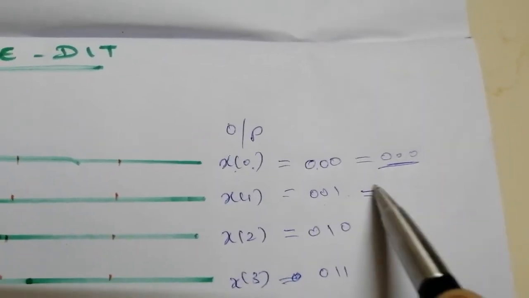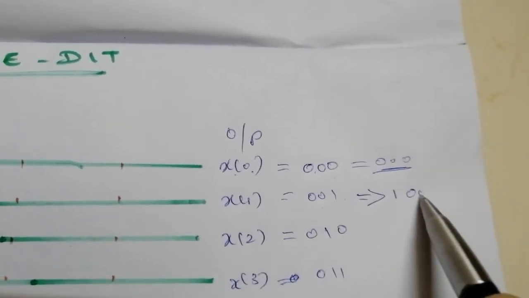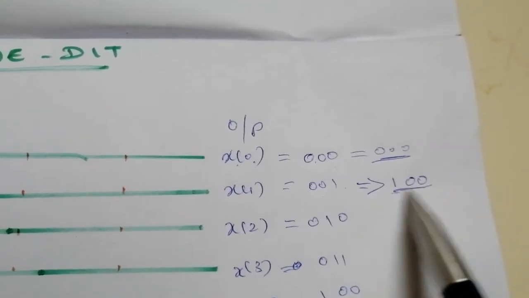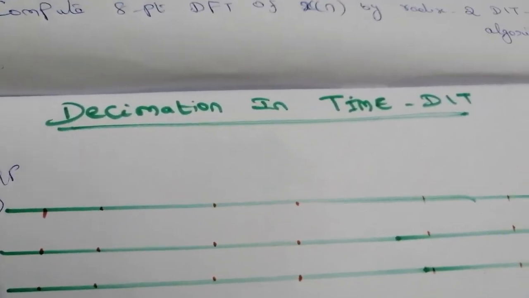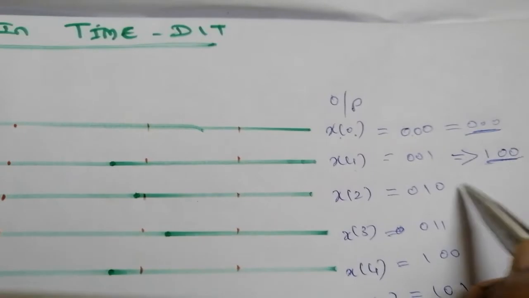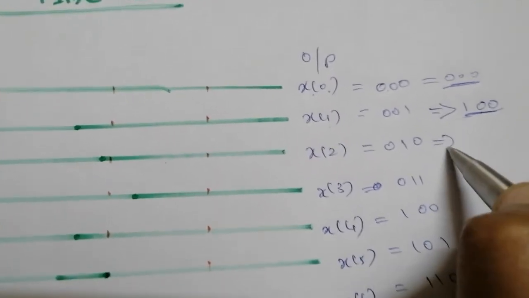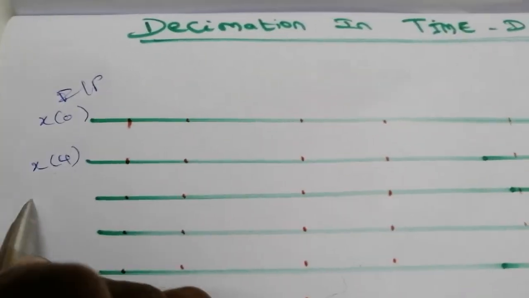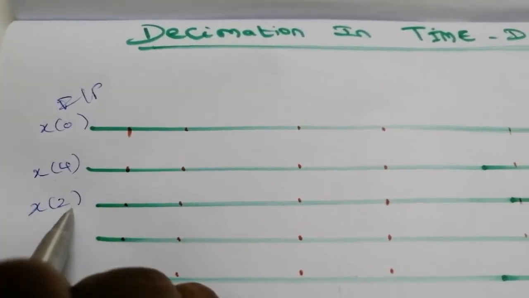Then x of 1, 001. Bit reversal means 100. So 100 is nothing but x of 4. So x of 4 can be written on the input side. This is called the bit reversal of x of 1. Then 010: once we bit reverse it, we get the same. So the bit reversal of x of 2 is x of 2.